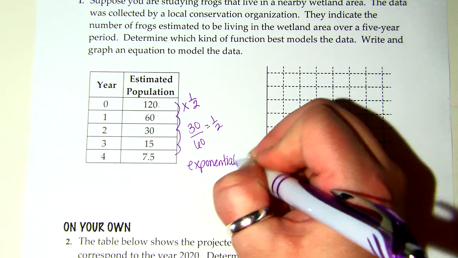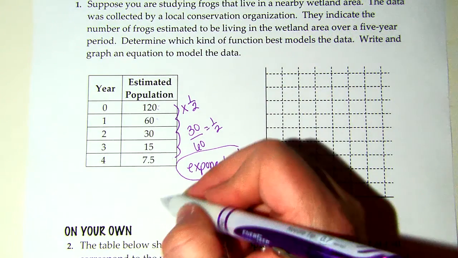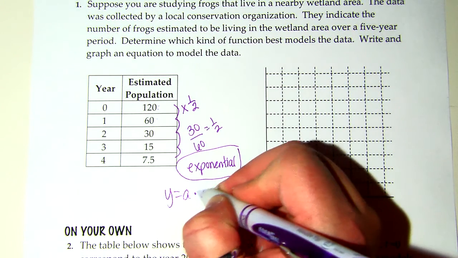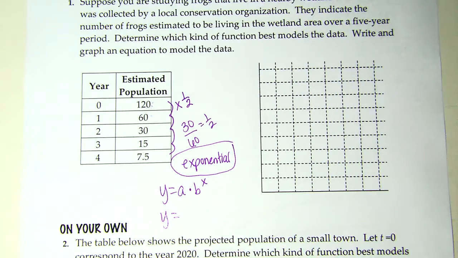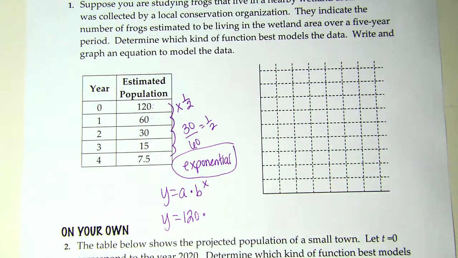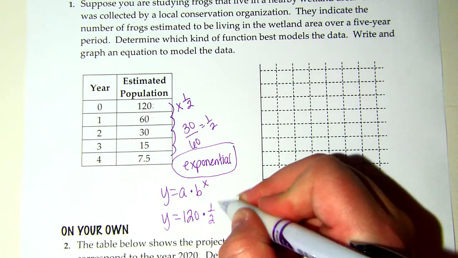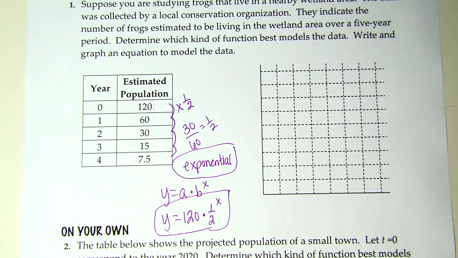So there's one answer. Then it wanted us to write an equation. So we're plugging into this one. So A is our y value when x is 0, so the starting number was 120, times the pattern, multiplying by 1/2 to the x power. There's another answer, and then we have to graph.